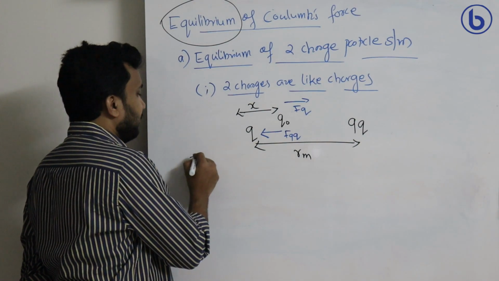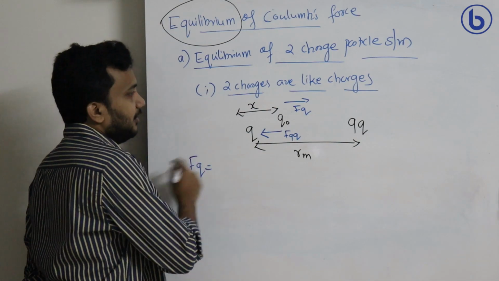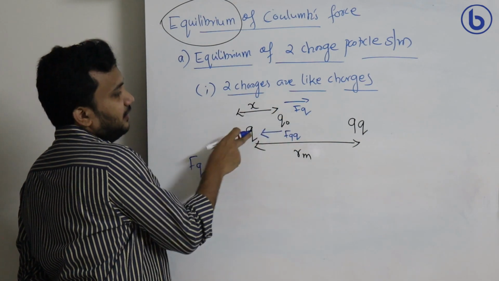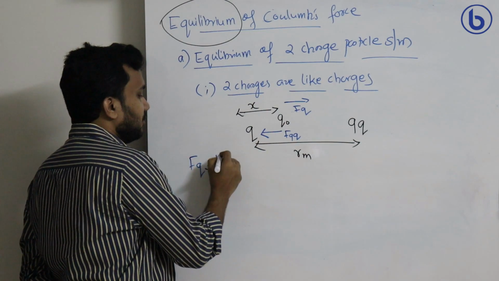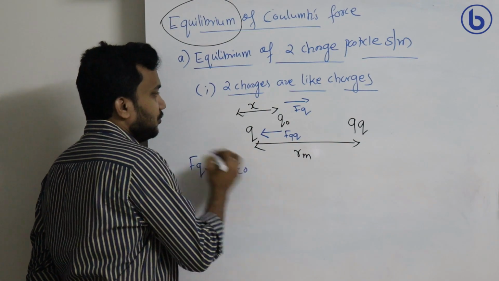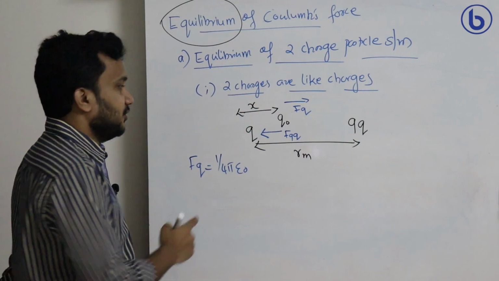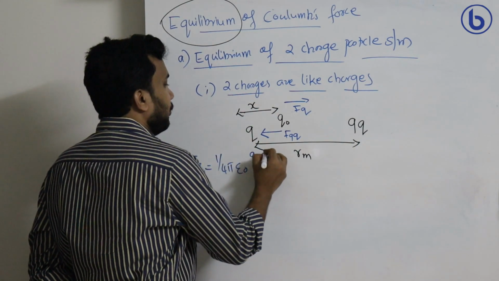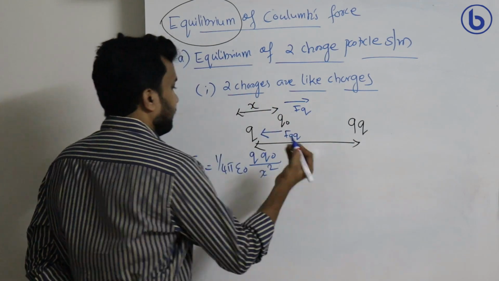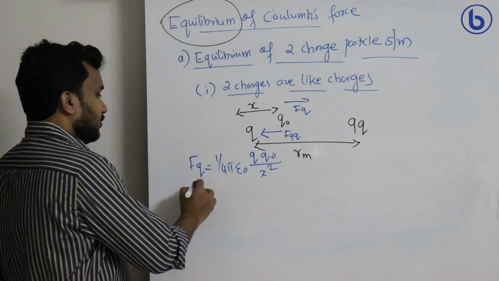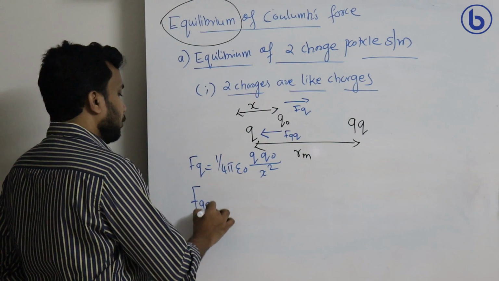So first we will find the value of FQ. FQ means Q0 is repelled because of Q. Tell me the equation: 1 by 4 pi epsilon 0 Q1 Q2, two charges. What are the two charges here? Q into Q0, divided by, what is the distance between them? X square.